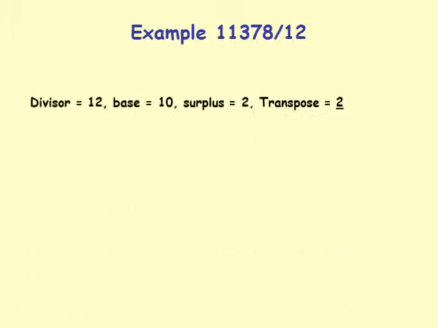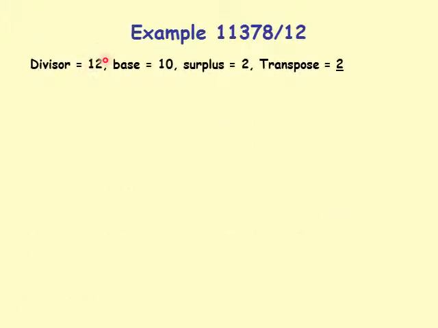Let's consider an example, 11378 divided by 12, and we will try to see if we can use altered remainders in here. The divisor is 12, the base is 10, the surplus is 2, and the transpose of the surplus is negative 2. Two-step division is 10 times 1. 10 is our natural base number, and 1 is the other factor of the chosen base number. The chosen base number is 10, the other factor is 1. So the second division is by 1.